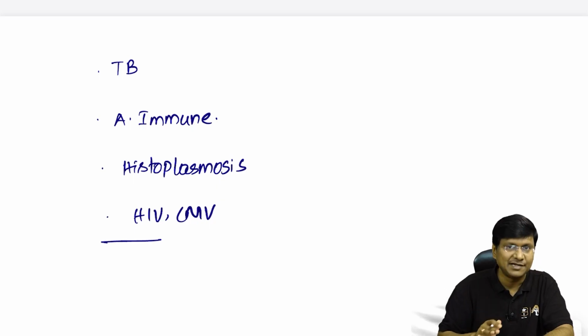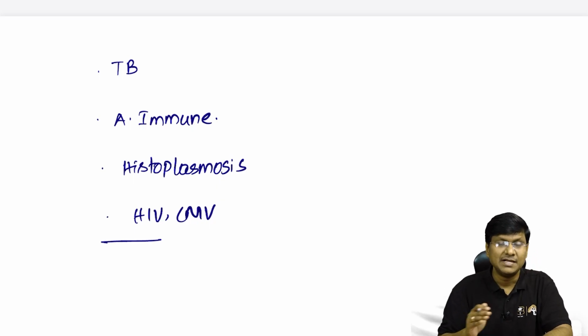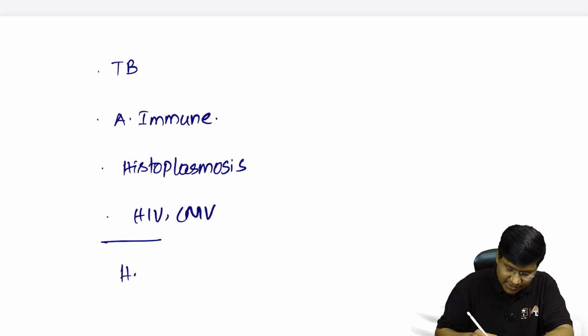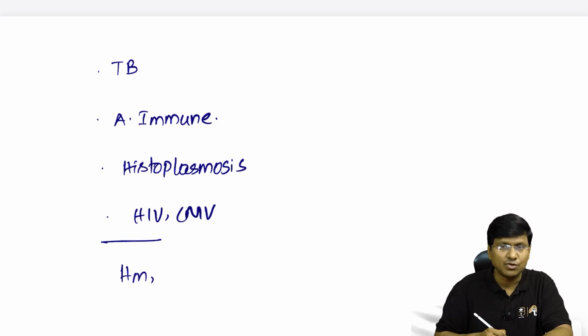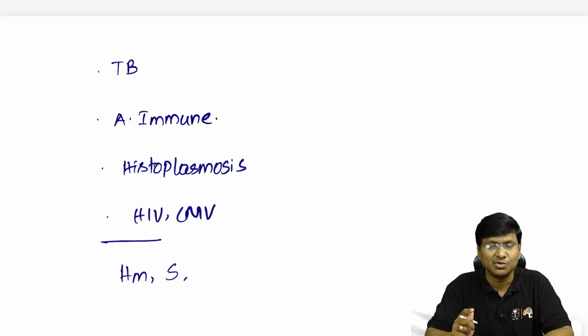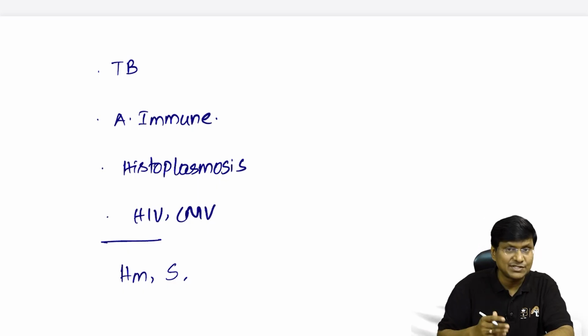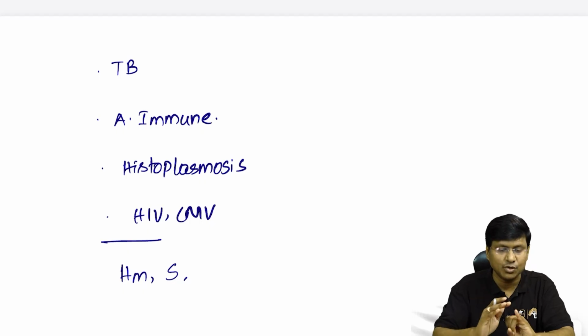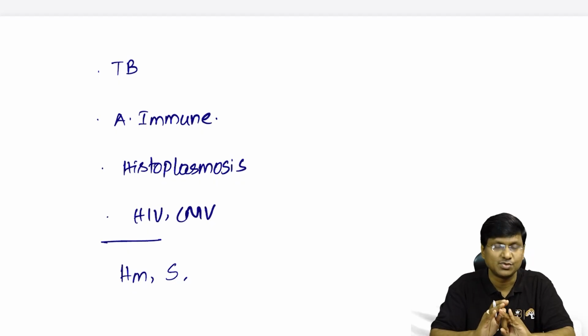And apart from these infectious processes, we also have infiltrative disorders that will be causing Addison's. These infiltrative disorders will be, number one, hemochromatosis, then sarcoidosis, which is characterized by accumulation of non-caseating granuloma within the adrenal gland, right? So hemochromatosis is one and sarcoidosis is one. These two are the important infiltrative disorders.